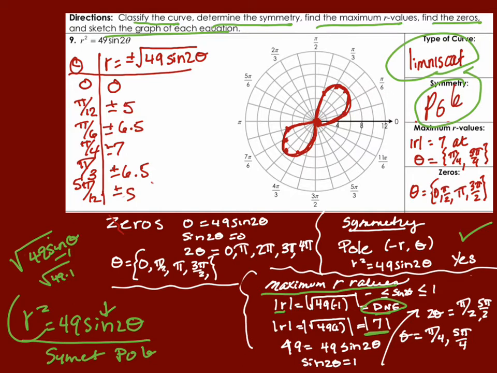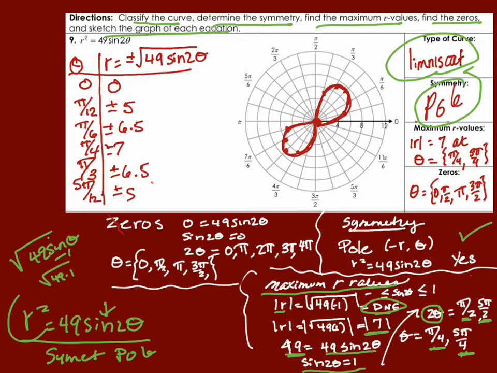And where is it 7? I put 7 in for r, and I get 49 equals 49 sine 2 theta. So sine 2 theta is 1. Well, where is sine 1? Sine is 1 at pi over 2. And now, because it's 2 theta, I have to go around to 5 pi over 2 also. Dividing now by 2, pi over 2 becomes pi over 4, and 5 pi over 2 becomes 5 pi over 4. So the maximum values of 7 occur at pi over 4 and 5 pi over 4.